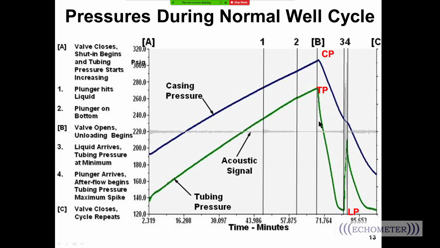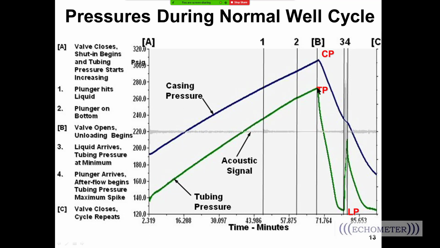Now this is the same data we looked at a minute ago. It's called the normal plunger cycle, and we've labeled here the casing pressure, CP, the tubing pressure, TP, and the line pressure, LP, and those are just abbreviations: LP for line pressure, TP for tubing pressure, and CP for casing pressure.